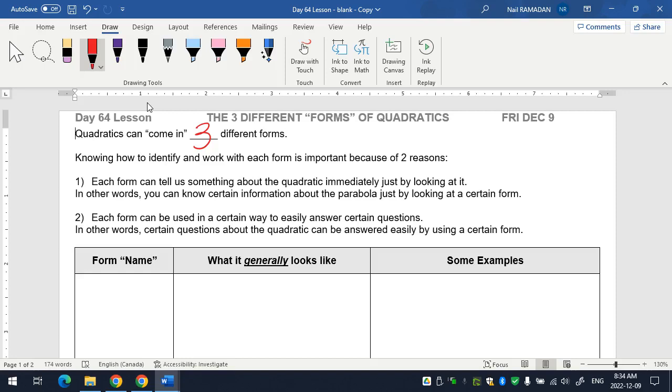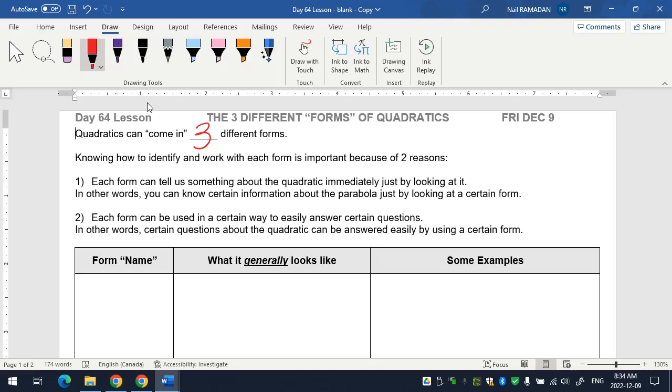What does parabola mean? Parabola is the shape or the graph of a quadratic. Quadratic is the math form. Parabola is the shape you sketch. The second reason: each form can be used in a certain way to easily answer certain questions. Certain questions about the quadratic can be answered easily by using a certain form.